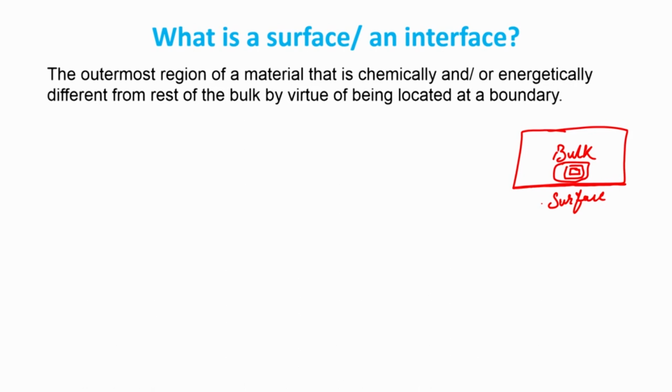That is how you can distinguish between a surface and a bulk: the outermost region of the material will be chemically or energetically different from the rest of the bulk, just because it is at the boundary. The interface could have water outside, air outside, or some other medium outside, but the surface will be slightly different from the bulk.